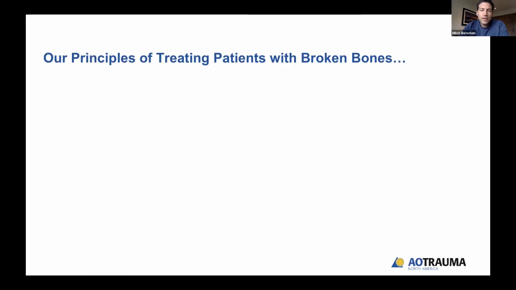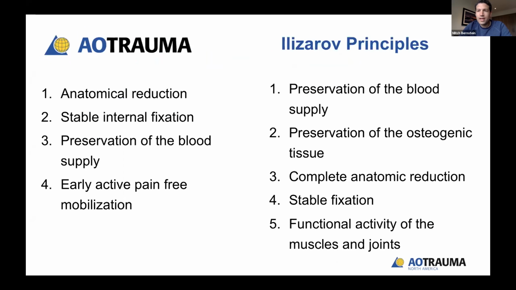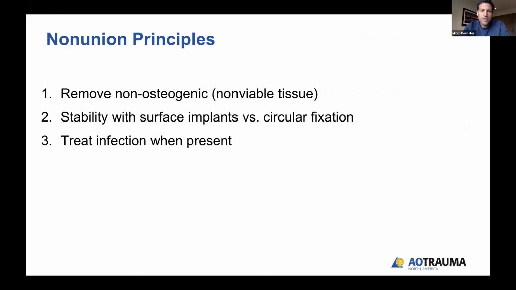So our principles of treating patients with broken bones, there's the AO principles and the Elizarov principles. And I really wanted to put this slide in because I like to compare Elizarov teaching with what we're taught in AO. So they're basically identical. So anatomic reduction, stable fixation, preservation of the biology, and early range of motion is all what Elizarov proposed in his teachings. And again, this point number 2, preserving this osteogenic tissue as it pertains to non-union treatment and what type of tissue you're going to excise versus keep.